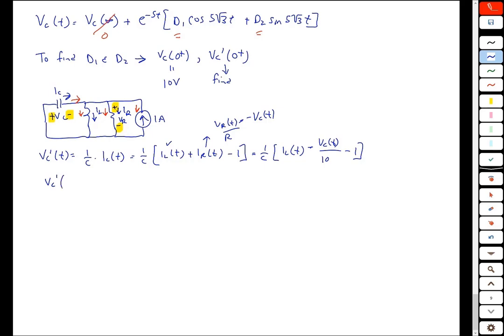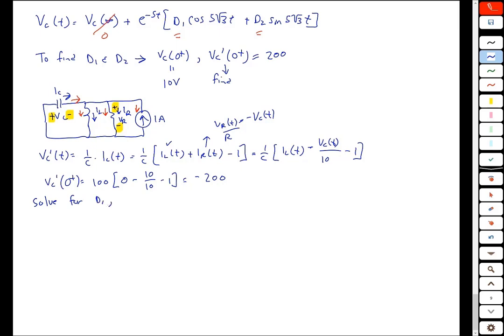So VC prime of 0 plus is 1 over C. The capacitance was 10 millifarads, so it's 100, times IL of t at 0 plus, which is 0, minus VC of 0 plus, which is 10 volts, so 0 minus 10 over 10, minus 1. So you do all that work, you get minus 200. We now have our second initial condition. We can now solve for D1 and D2.